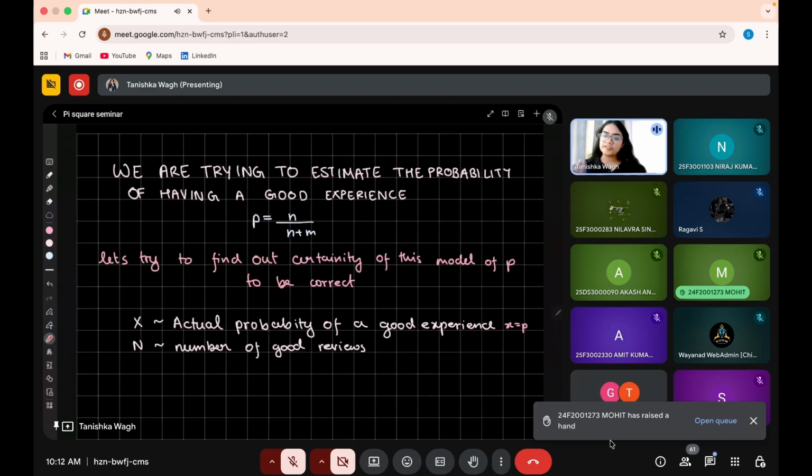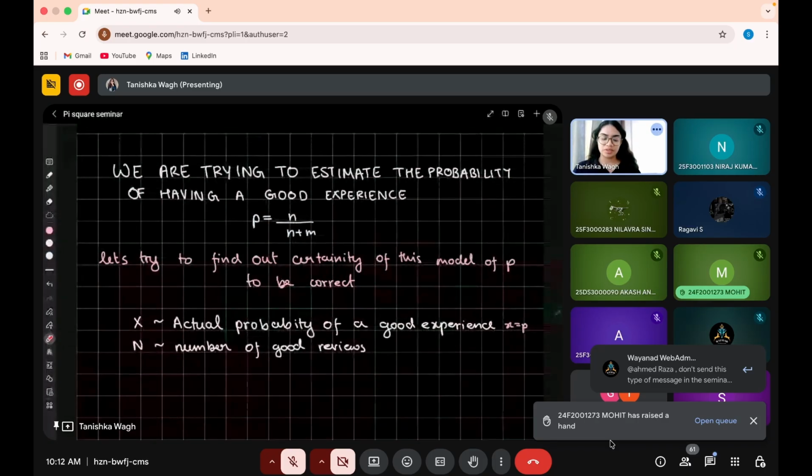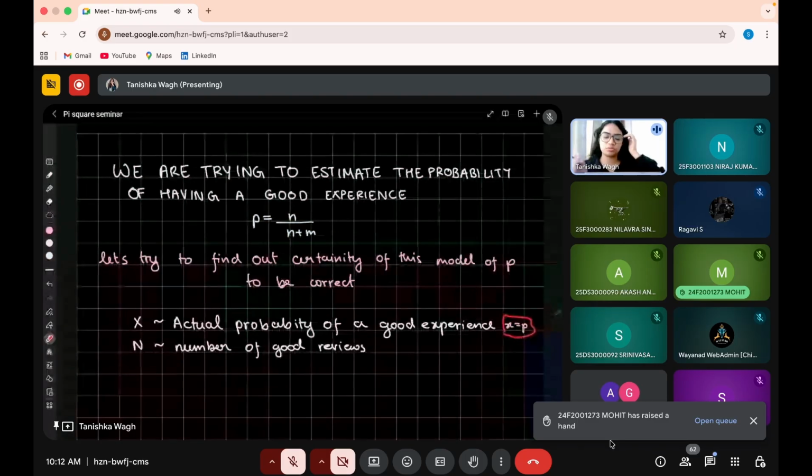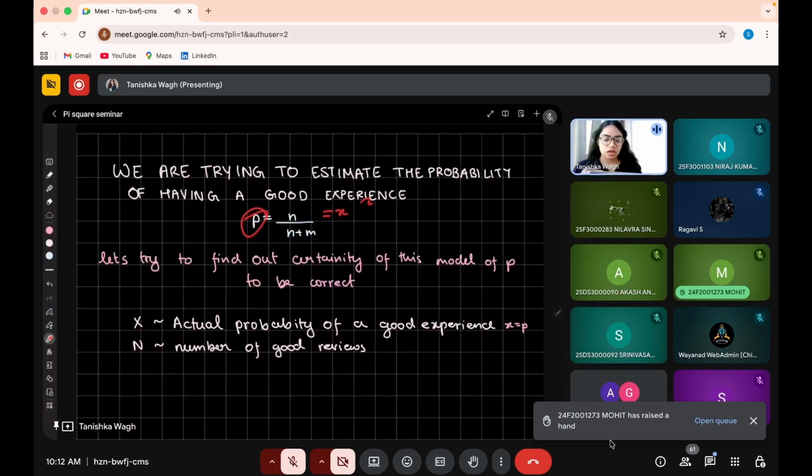So let's try to model this using random variables. For the people in the foundation level who haven't done, say, stats 1, stats 2, I'm sure we've had some amount of random variables working here and there. But basically, we're going to take variables and try to see what sticks. So let's take x to be the actual probability that we will have a good experience. As I go down, I'll change the notation a little bit. I'll take x equals p here, so this will just be x. And n is the number of good reviews, right?